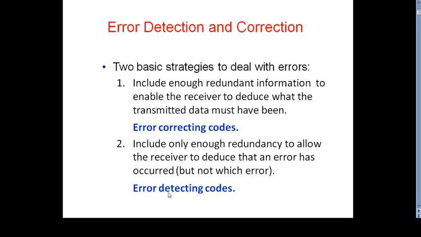So there are 2 strategies. One is to insert more bits so that the receiver can deduce what the transmitted data must have been. That is error correcting codes. And the second is to include enough redundancy to allow the receiver to deduce that an error has occurred but not which error, meaning error detecting codes.